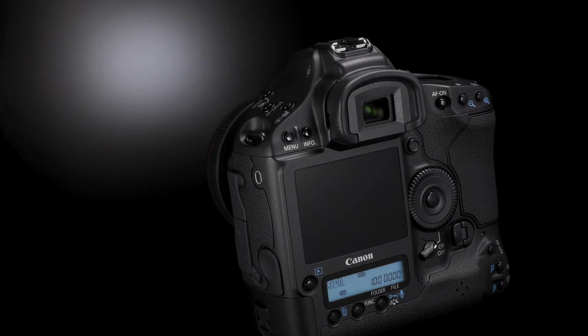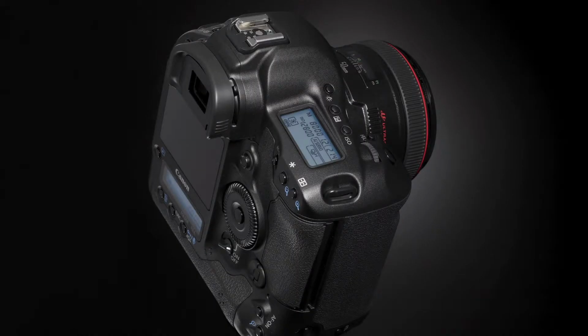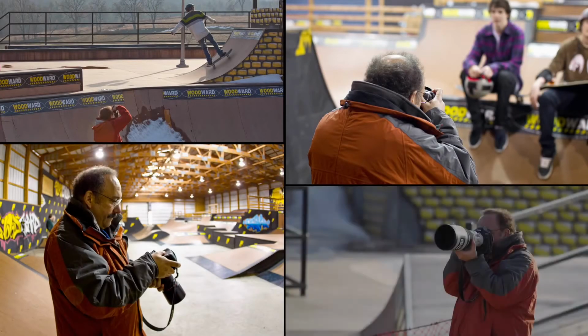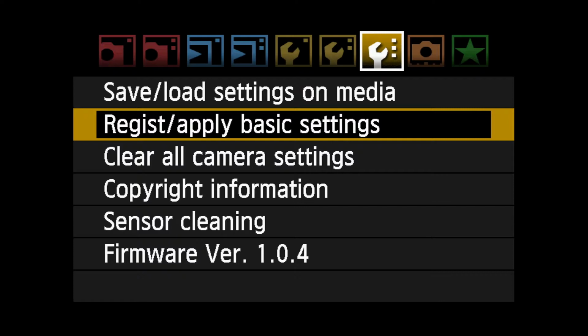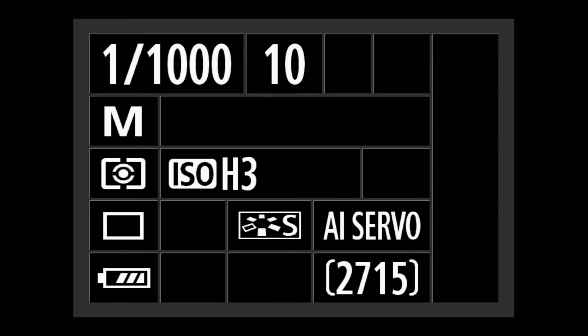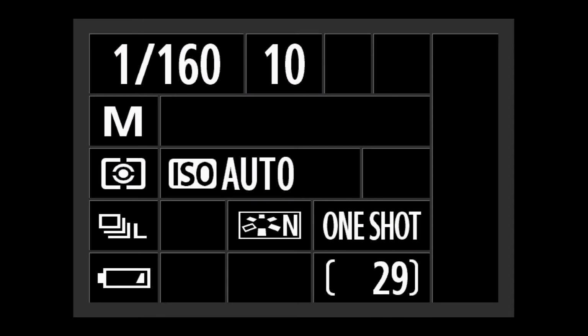Memorize settings. The Canon EOS 1D Mark IV can be customized to meet the needs of any photographer. But with so many choices and combinations, it is sometimes advantageous to be able to quickly return to a known set of basic settings. There are two options available in the third Setup menu tab. Register and Apply Basic Settings lets you return a host of different camera settings back to a starting point you've defined by selecting a menu setting.